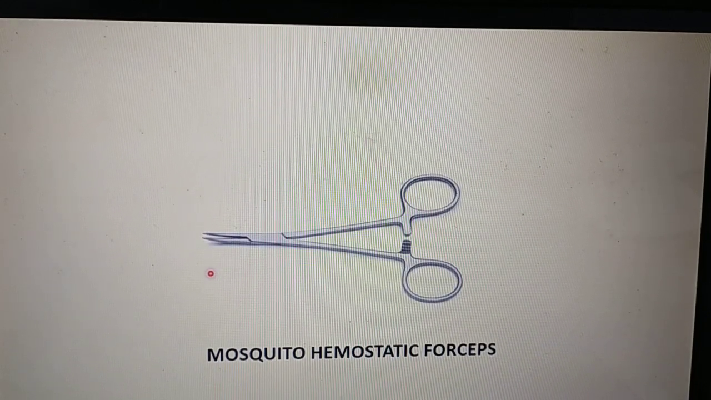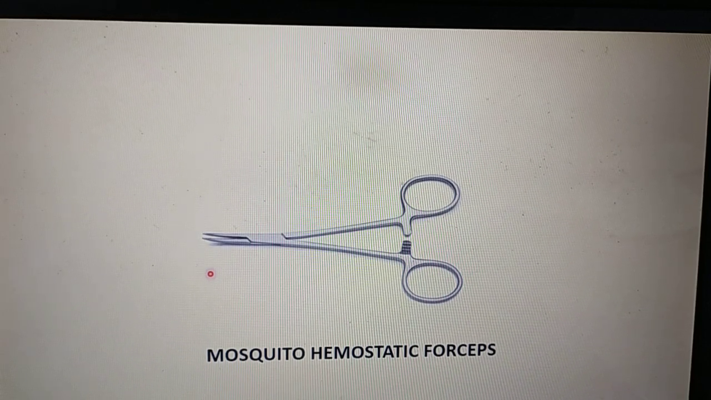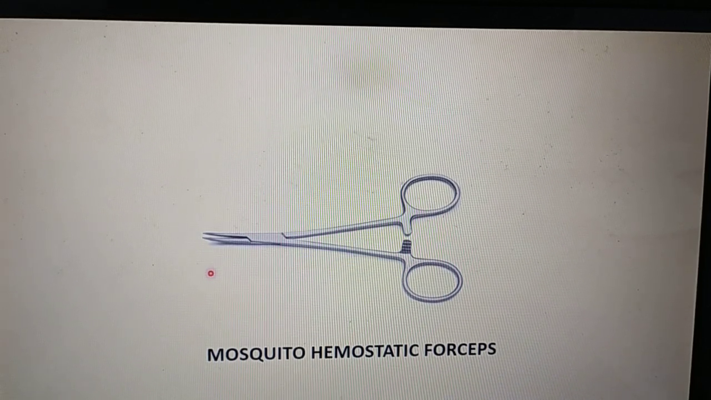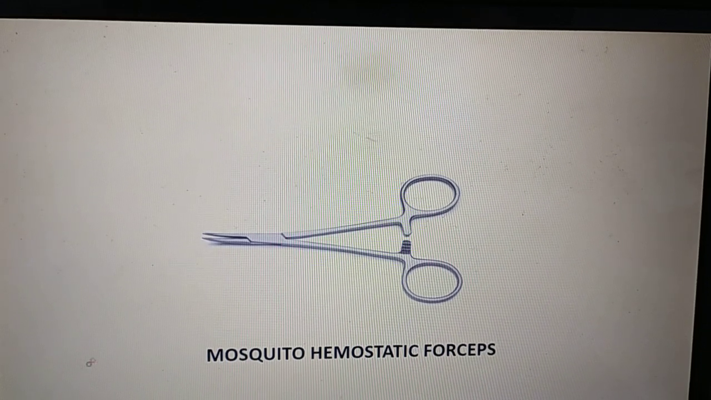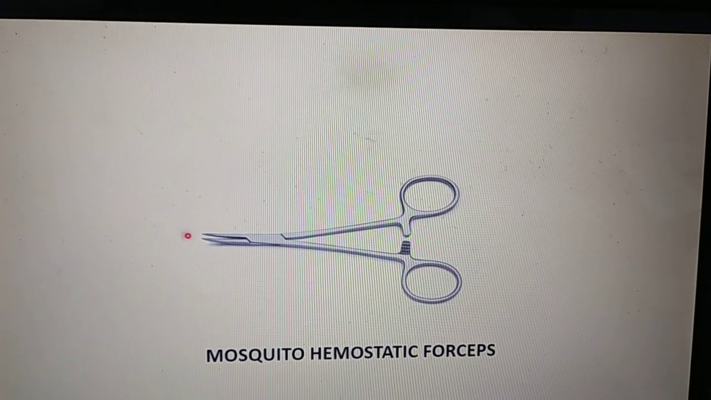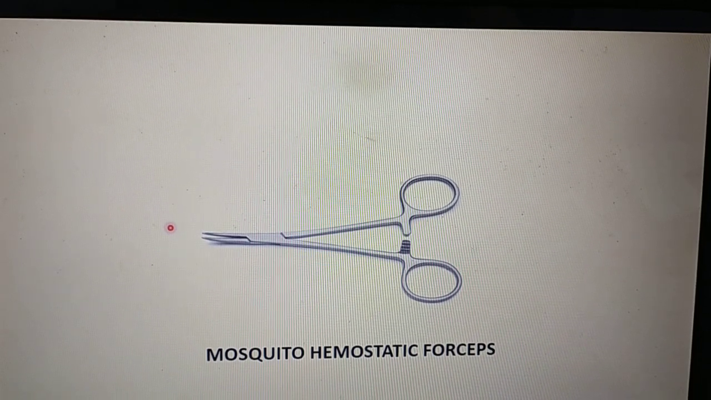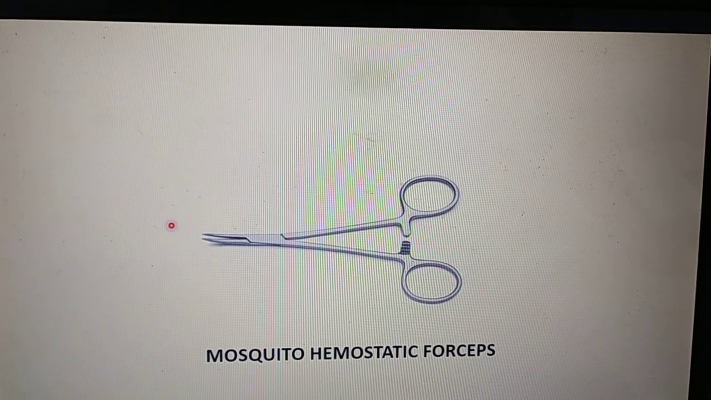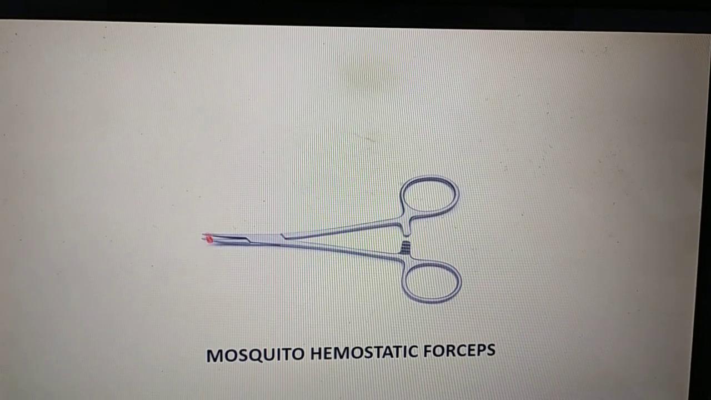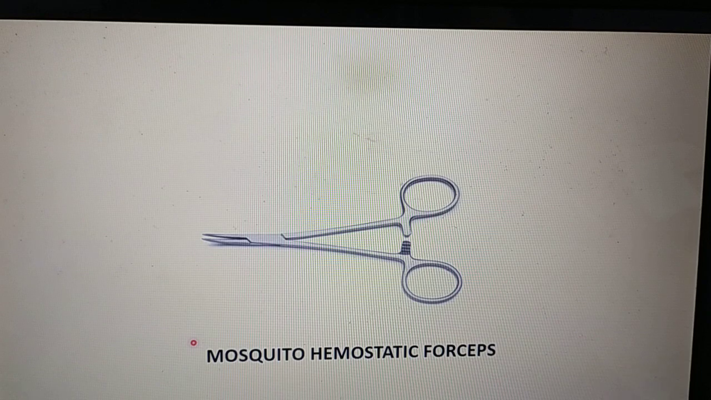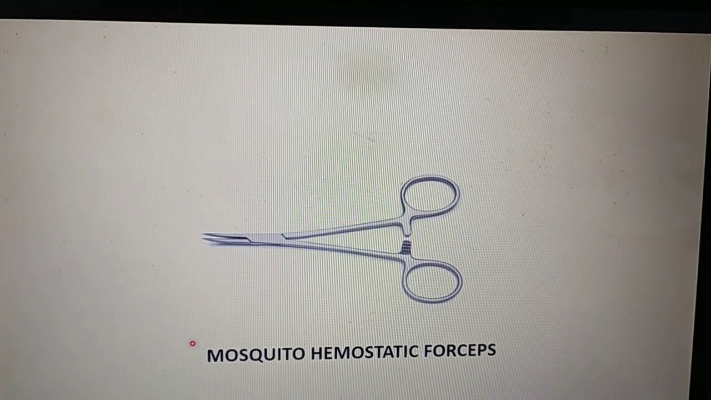Next instrument, this is mosquito forceps. This instrument is very light, small and delicate. Blades are smaller in comparison to hemostatic forceps, Kelly type or Spencer type of hemostatic forceps. There are fine serrations inside the blade, and the tip of the blade is conical and non-toothed.